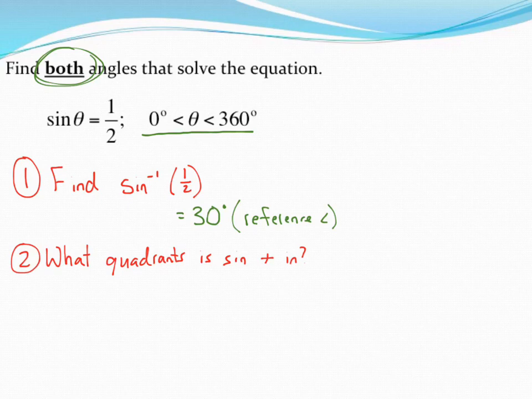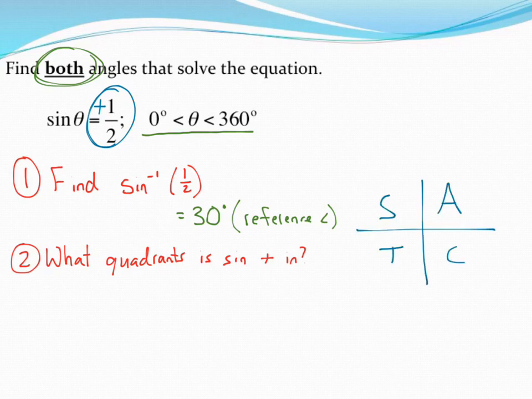The reason I want to know what quadrants it's positive in is because my ratio is positive. To answer that, it comes back to the ASTC chart. The two quadrants that sine is positive in are quadrant 1, where all things are positive, and also quadrant 2, where sine is positive. So I'll draw that 30-degree reference angle in those two quadrants: a 30-degree reference angle in quadrant 1, and a 30-degree reference angle in quadrant 2.